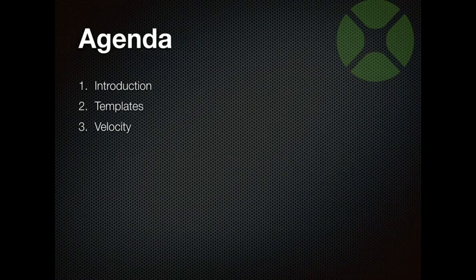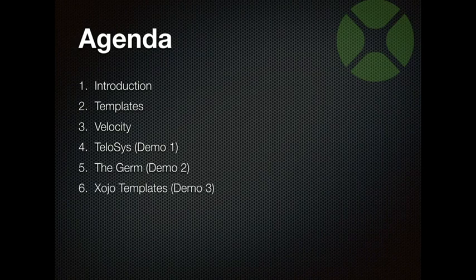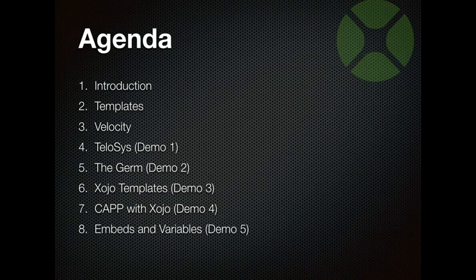My agenda. Introduction. I tell you something about templates. I explain Velocity, whatever that is. I explain Telosys and make a demo. So I show you the generator with a demo. I will show you the Xojo templates, demo 3. I will show you the complete system, CAPP it's called. And I will explain embeds and variables with demo 5. I hope I get through that, so don't mind, I'll be fast. And CAPP licenses and Q&A at the end. So I hope this was not more than 2 minutes, otherwise it wouldn't work.